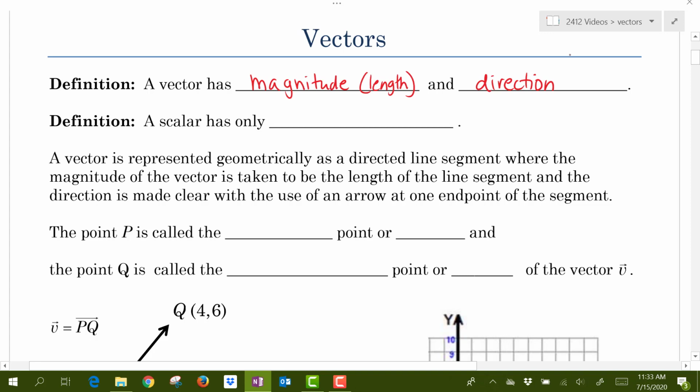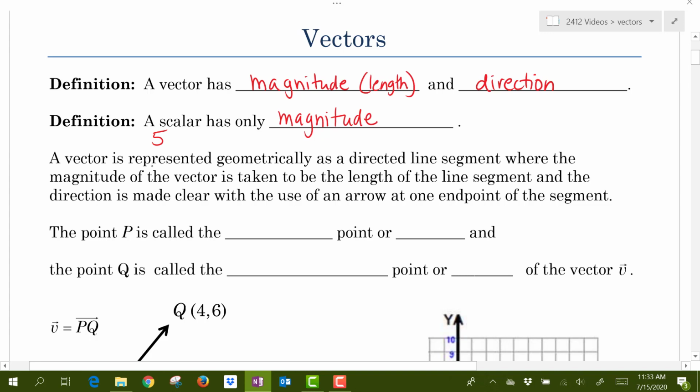What we are familiar with working with would be something like a scalar. A scalar is like a number, like 5. A scalar only has magnitude. Okay, so let's talk about what that means and what a vector looks like.